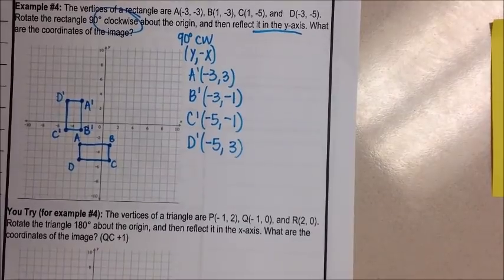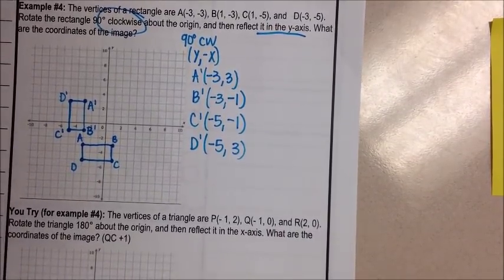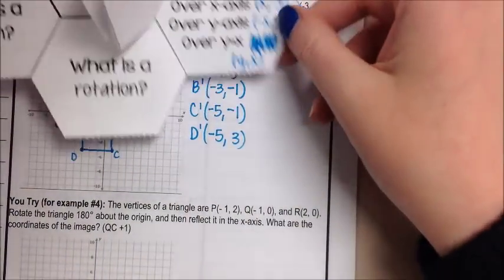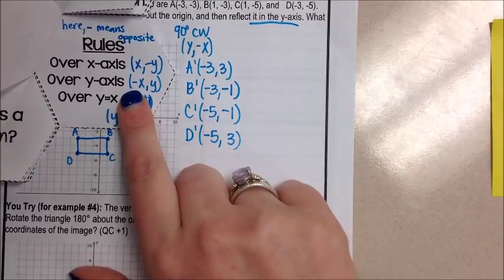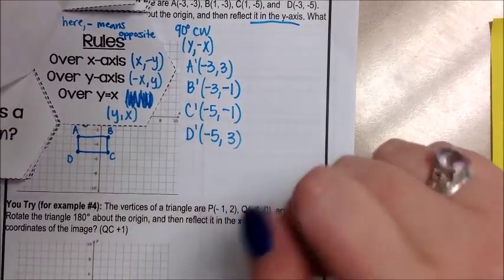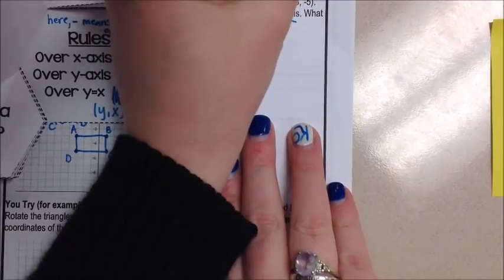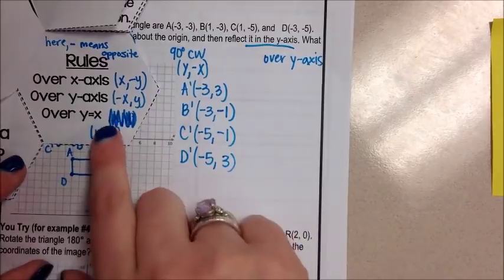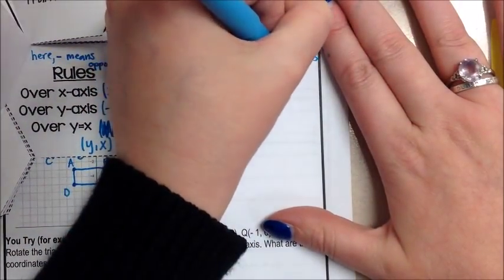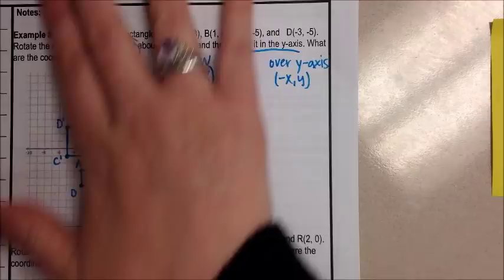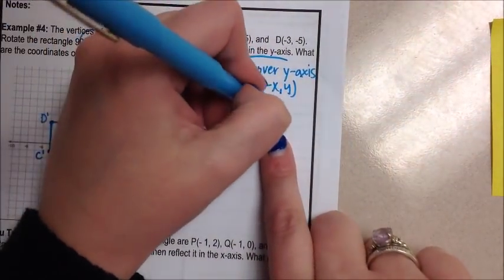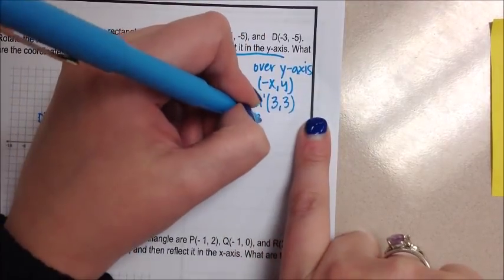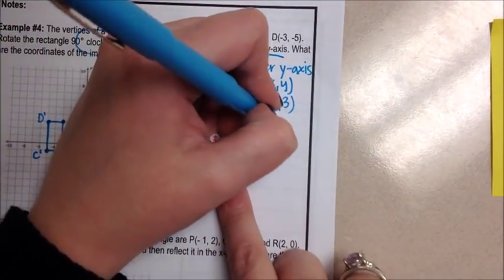Okay, well we can do that a lot easier without necessarily having to look at the rule. But say you didn't want to have to graph it. Okay, say you just wanted to use the points, okay? If it's just asking you for a point, you can just do this. Okay, so over the y-axis, I take the opposite of x, but keep the y. Okay, that's from your foldable. Okay, so opposite of x here is 3, and so I'm going to keep the y. Okay, opposite of x is 3, keep the y.